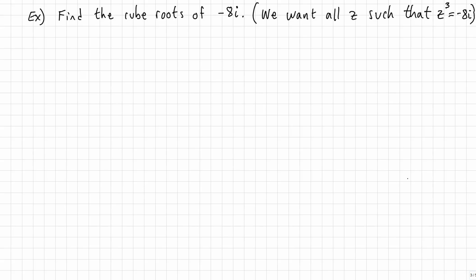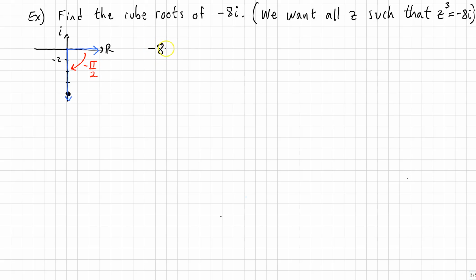So I recommend doing this with exponential form. Let's go ahead and convert this to exponential form. On the complex plane, negative 8i would be down here. So let's say that's 2, 4, 6, 8. This would be the angle in standard position that corresponds to it. Let's just use its principal argument as our first angle. So its principal argument would be negative pi over 2.